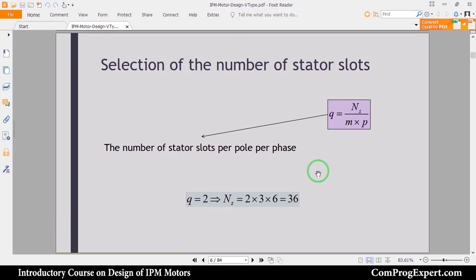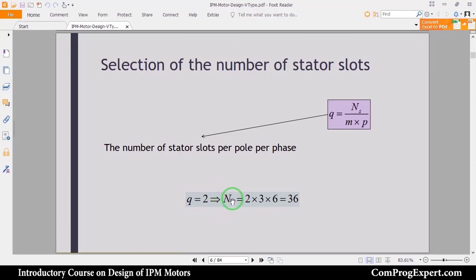Fractional winding is used, for example, in brushless DC motors, BLDC motors, when the coil span is very low, for example, when the coil span is 1. So in this course, I will use a three-phase distributed winding. For example, here, if I select Q equal to 2, I can calculate the number of stator slots.